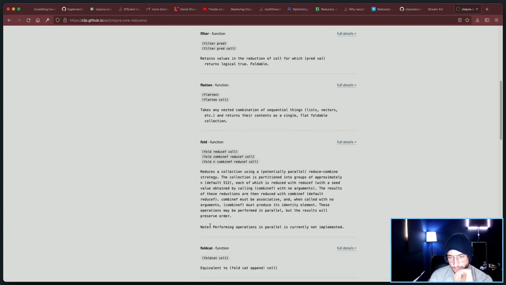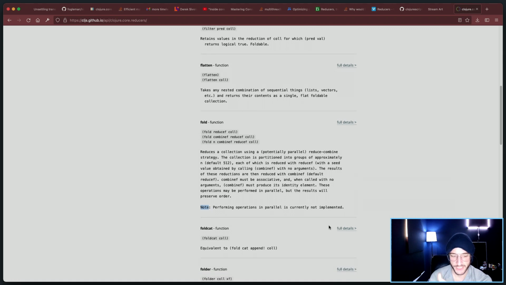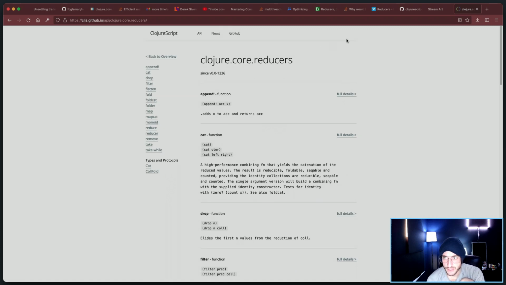Right, so here, performing operations in parallel is currently not implemented. That makes sense in the ClojureScript context because it's single-threaded, so it kind of doesn't matter. I guess that kind of means this approach is a bit of a non-starter. So maybe I won't worry about it.